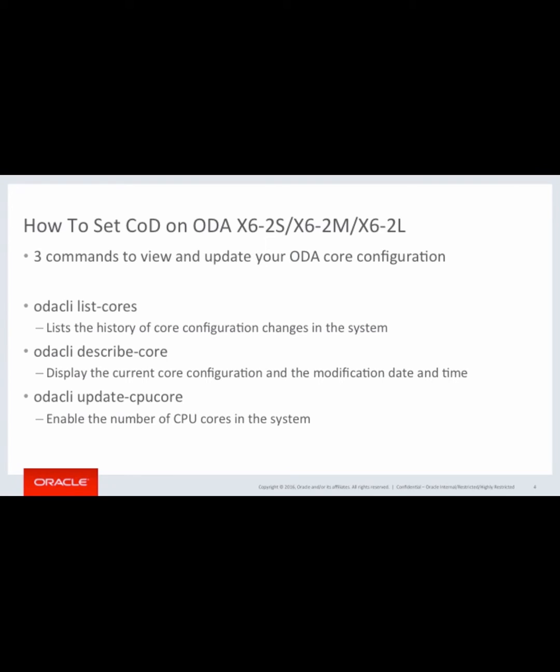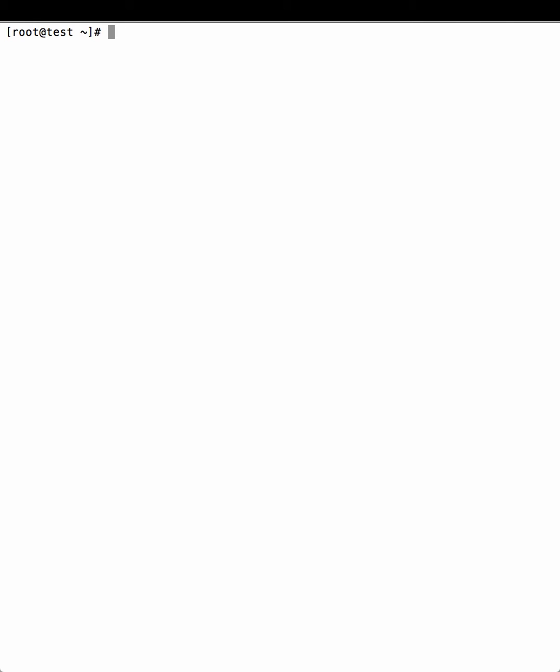Now, in order for this to work, you have to start at a low number and then go up. But you're always allowed, after the initial configuration, to set the number of cores at the lower end, or this high water mark. Let's show you a demo right now.